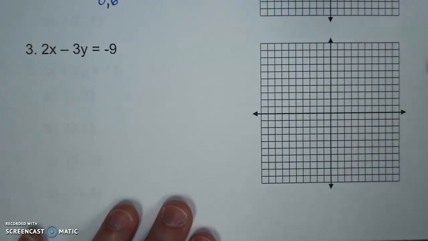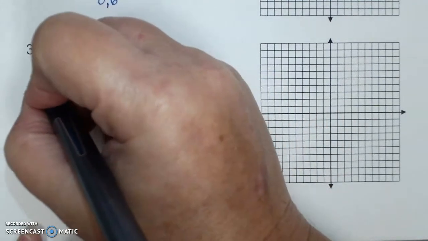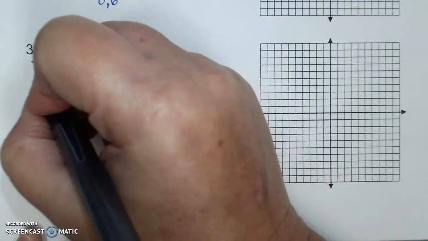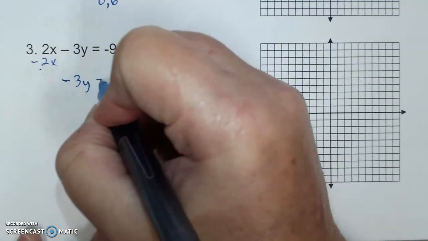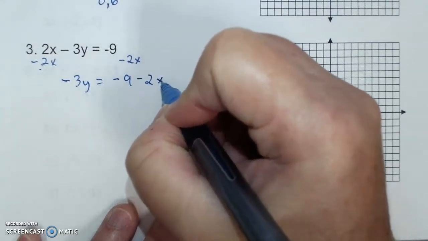On number 3, it is in standard form. To graph, we need to get it into y equals mx plus b. Going to subtract 2x, going to subtract 2x. Negative 3y equals negative 9 minus 2x.